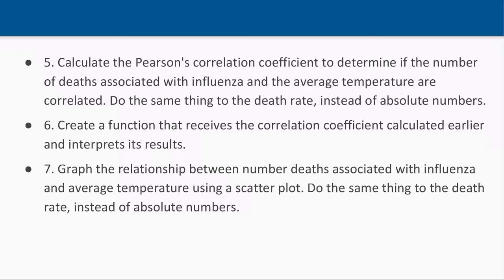Sixth, create a function that receives the correlation coefficient calculated earlier and interprets its results. And seventh, graph the relationship between number of deaths associated with influenza and average temperature using a scatter plot. Do the same thing for the death rate instead of absolute numbers. So this case study isn't so easy. As you know, flu can be really annoying, so it's normal that this data set is not easy.